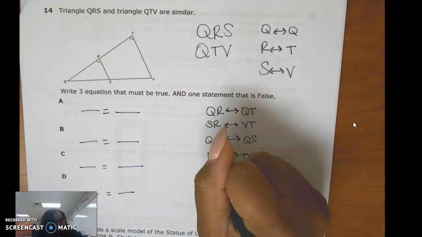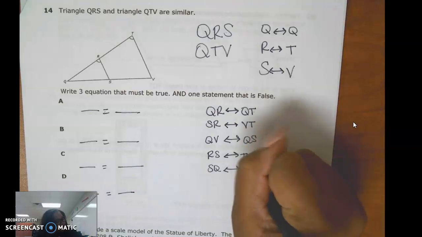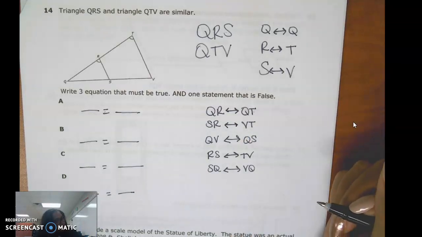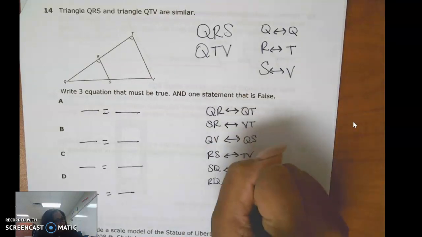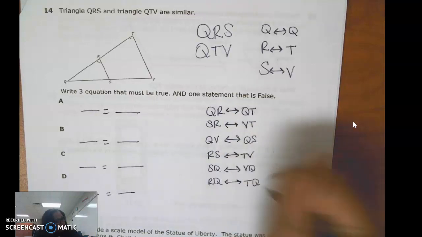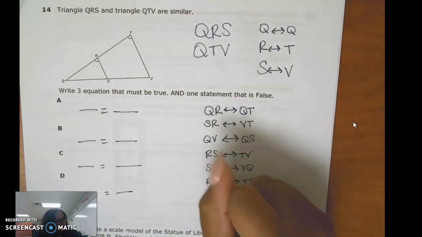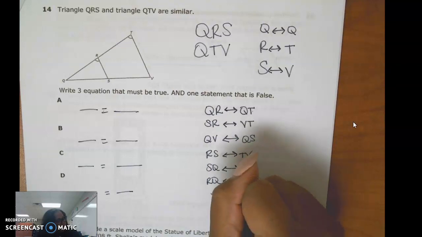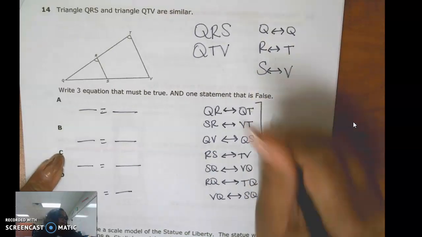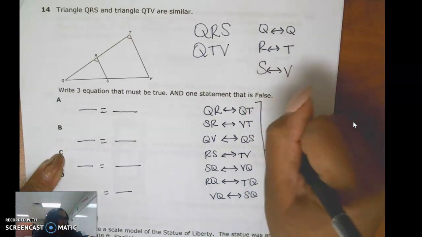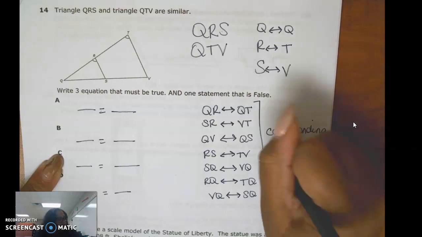You can do SQ corresponds to VQ. You can also do RQ corresponds to TQ. Or you could do VQ corresponds to SQ. So these are segments or corresponding segments or sides. Corresponding sides.